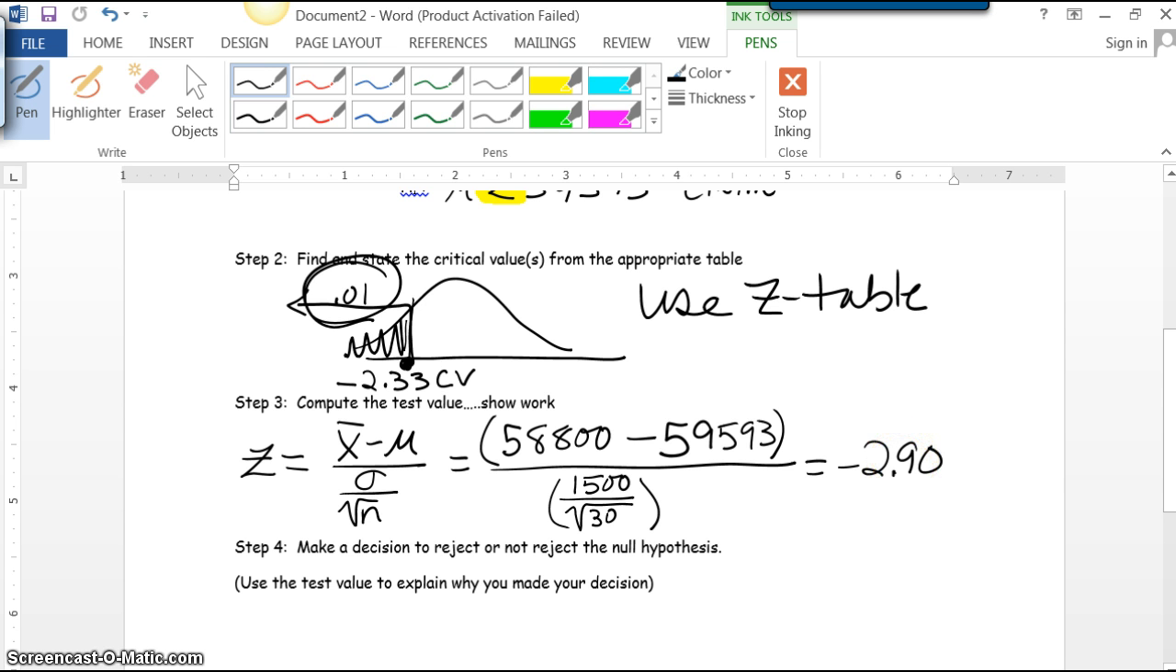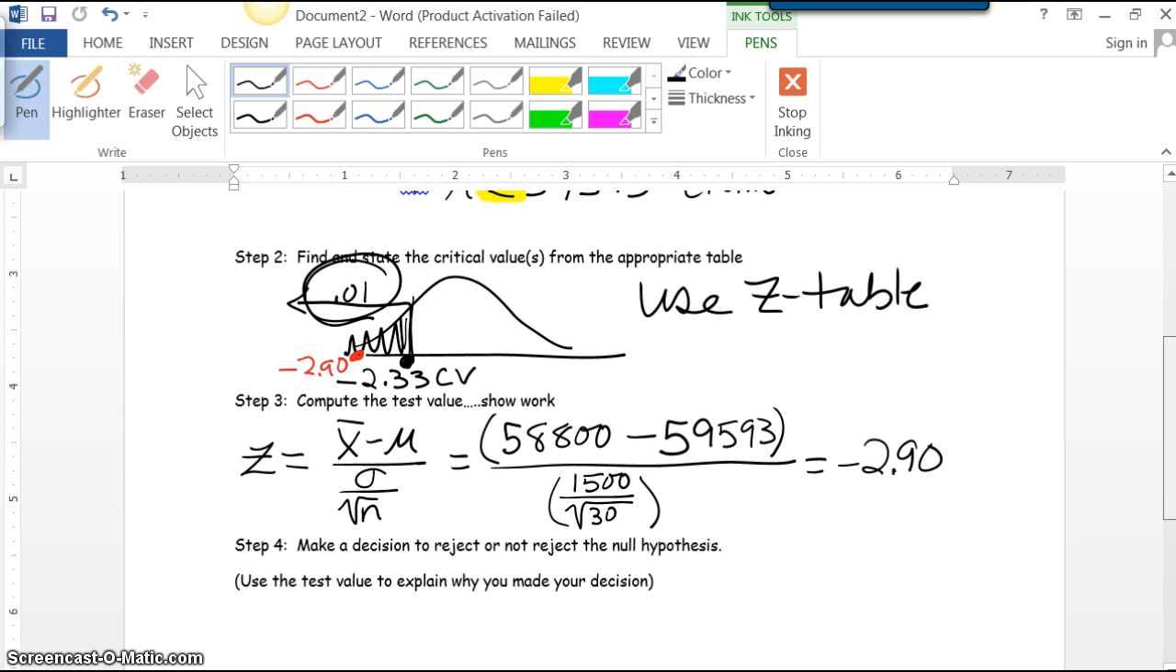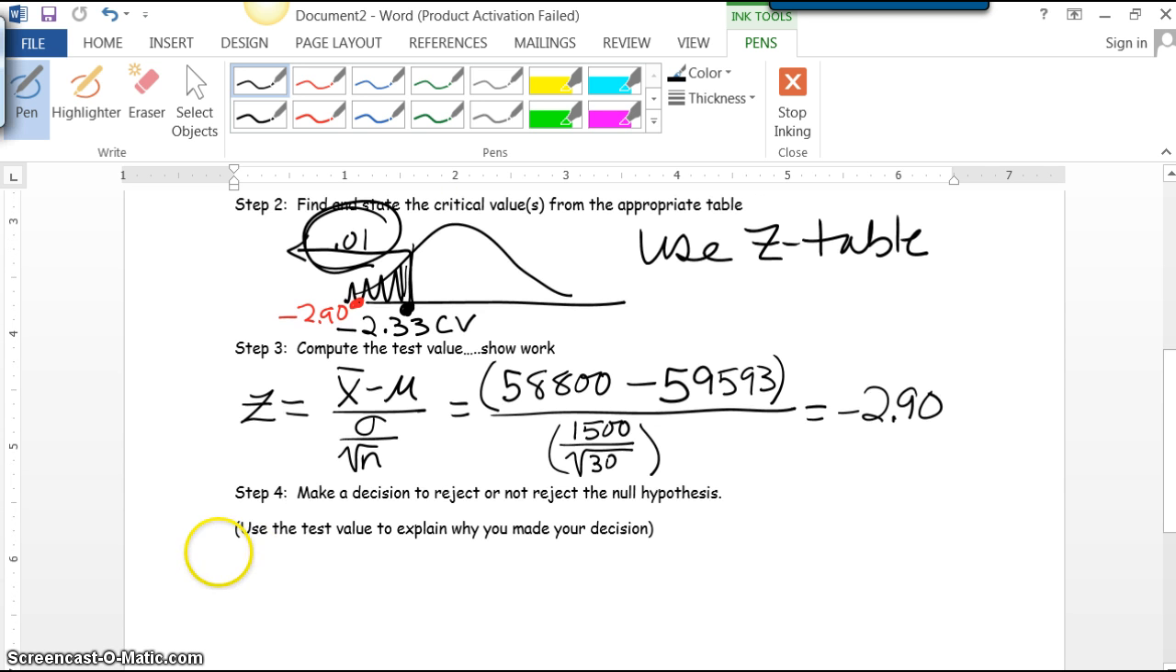And then the next step is to watch where that test value is in this picture. And it would be over here because it's more negative. It's going to be further to the left. It is in the critical region, the left critical region. And so in step 4, we would reject the null hypothesis because that test value is in the critical region.